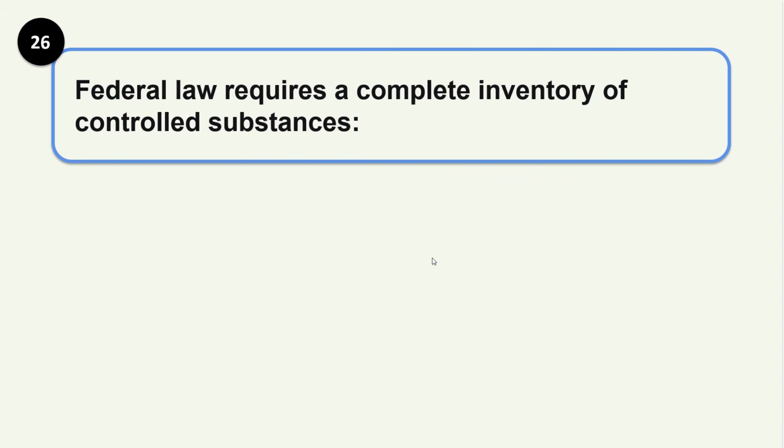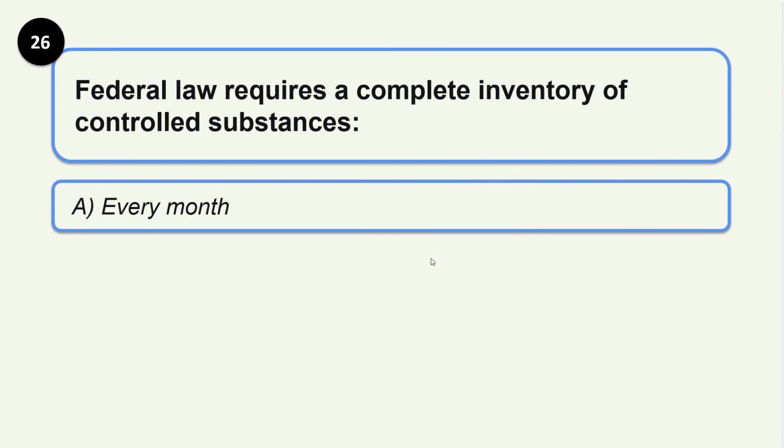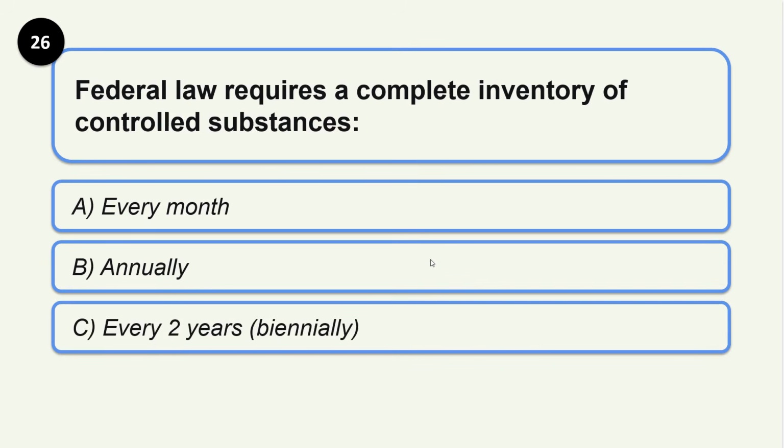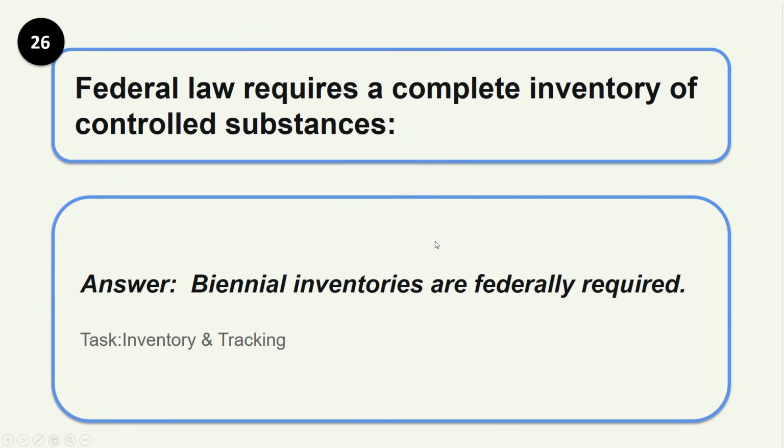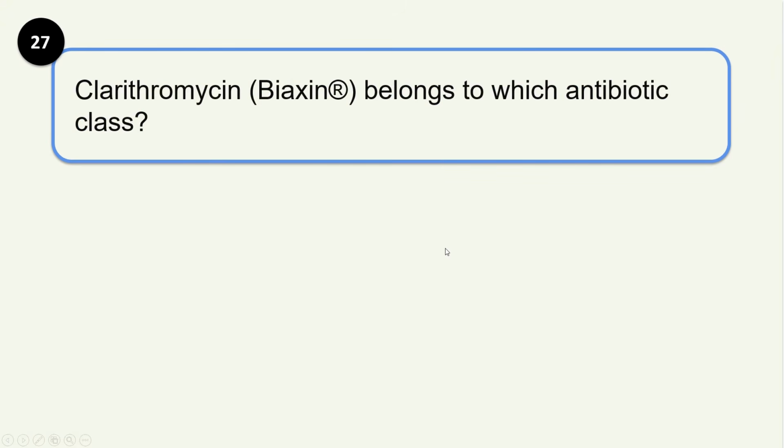Next, federal law requires a complete inventory of controlled substances every month, annually, every 2 years, or every 5 years? The correct answer is every 2 years. So federal law requires a complete biennial inventory, that means every 2 years. That is a federal requirement.